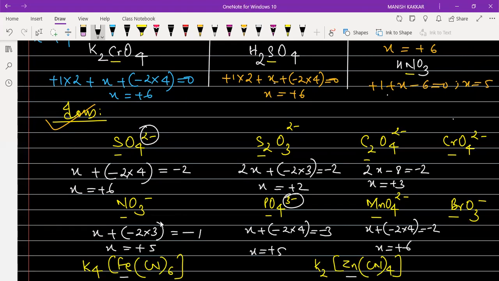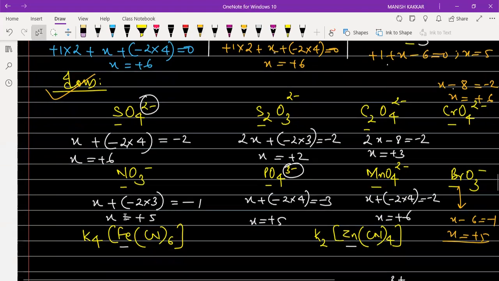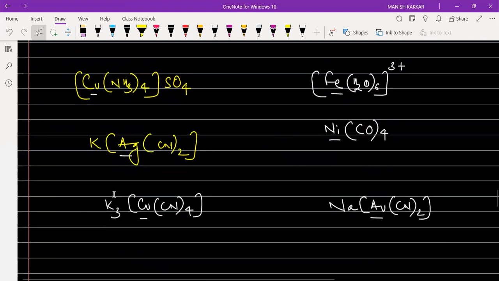For chromate ion, it will be x minus 8 equal to -2, x equal to +6. And for BrO3 minus, x minus 6 equal to -1, x equal to +5. That is the oxidation number of bromine in BrO3 minus.